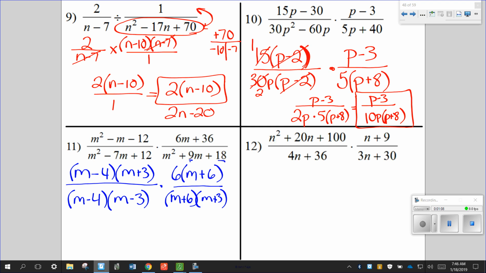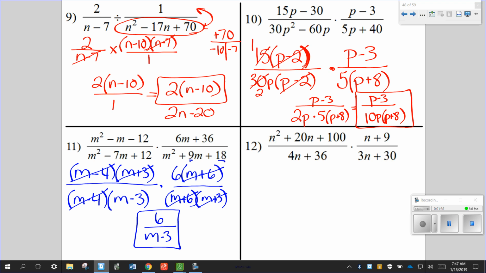Okay, so now we can simplify some things. We have an M minus 4 divided by an M minus 4. That's just 1. An M plus 3 divided by M plus 3. That's also 1. An M plus 6 divided by an M plus 6. That's also 1. And all we're left with is 6 over M minus 3. Isn't that much more simple than what we started with? And the key to getting it there is just factoring.